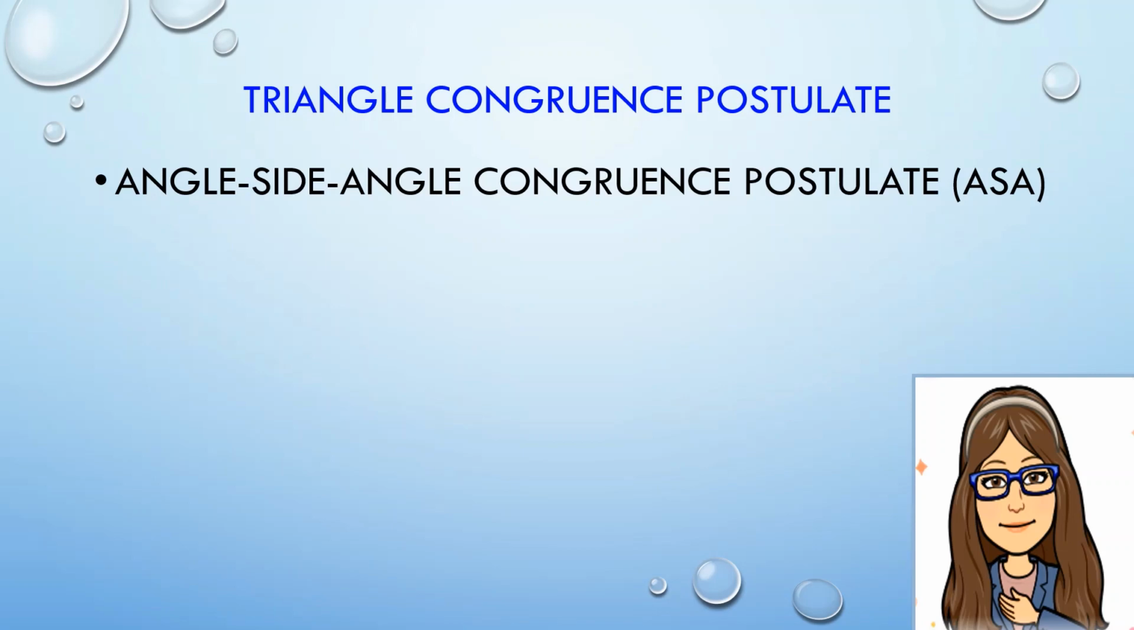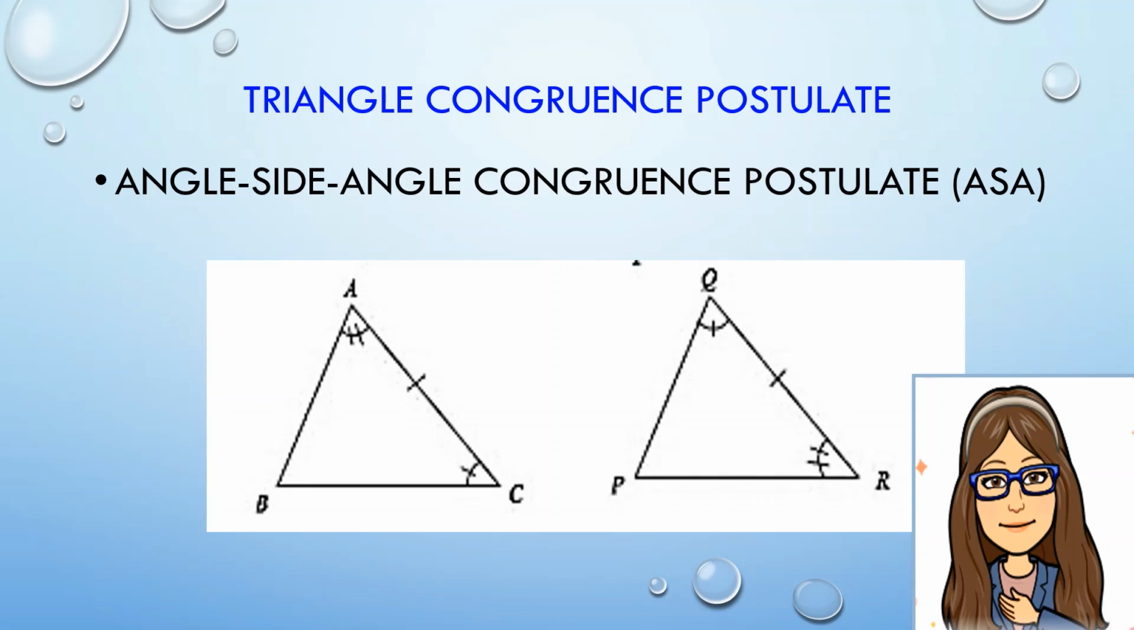2. Angle-side-angle congruence postulate, or ASA. This states that two triangles are congruent if their corresponding two angles and one included side are congruent. Let's check the illustration. We have there triangle ABC and triangle RPQ. The two corresponding angles, angle A and R, have the same number of tick marks, so they have equal measure. Angle C and angle Q also have the same number of tick marks. They also have equal measure.